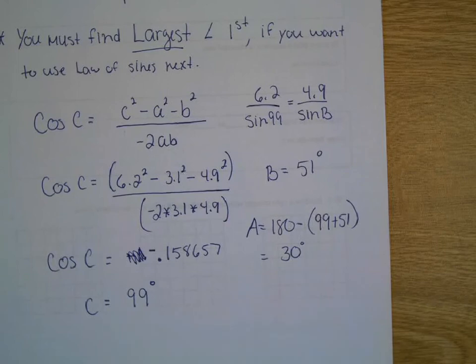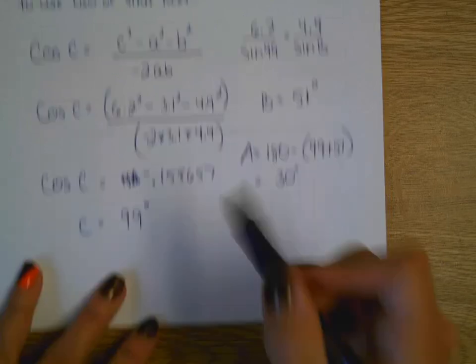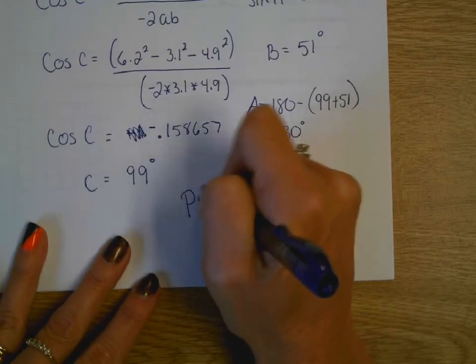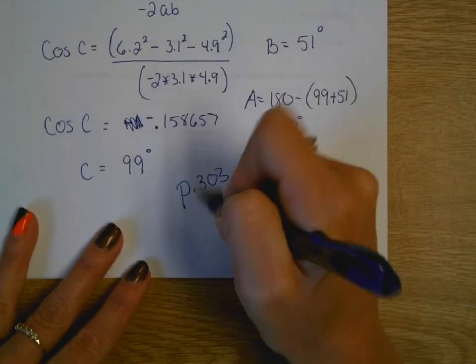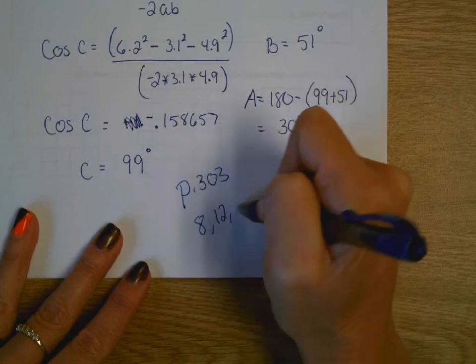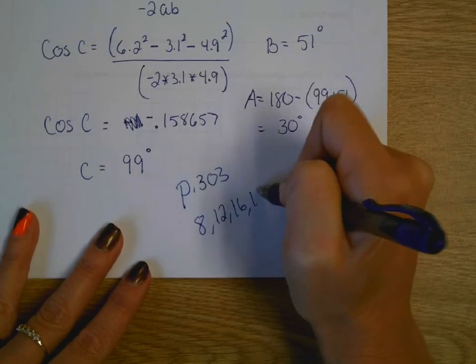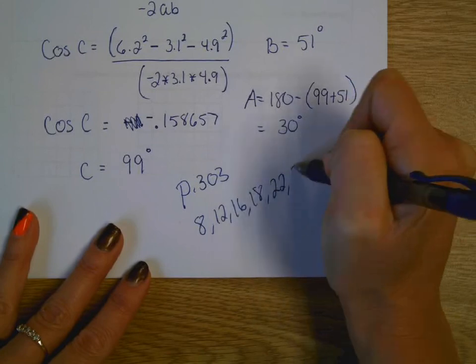All right, I have for your homework pleasure, page 303: 8, 12, 16, 18, 22, 24.